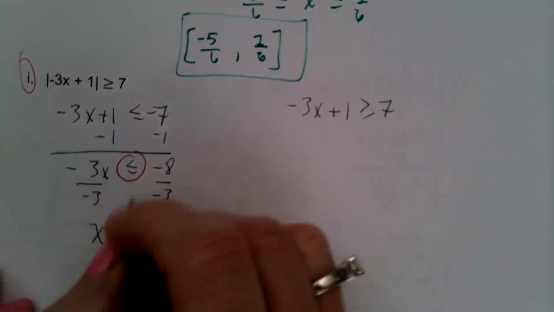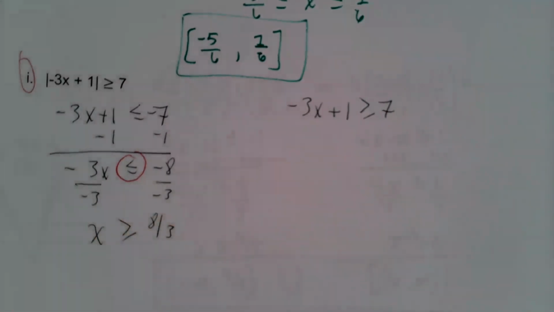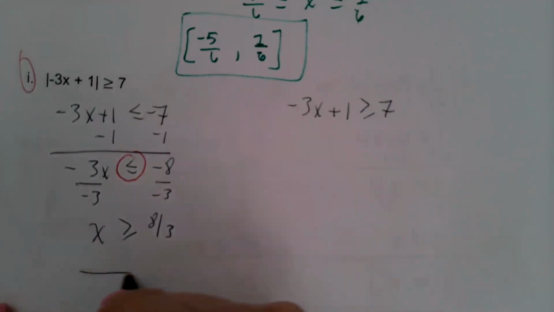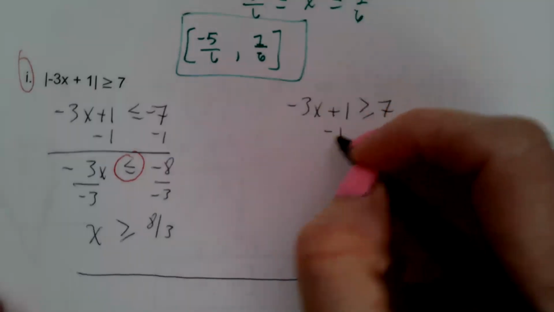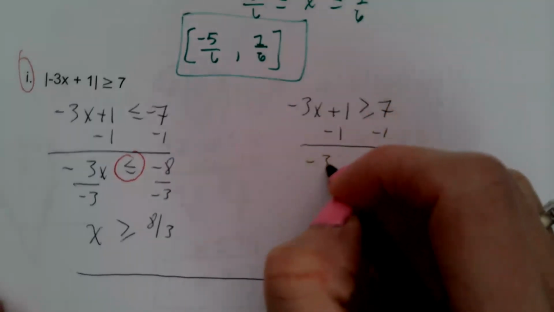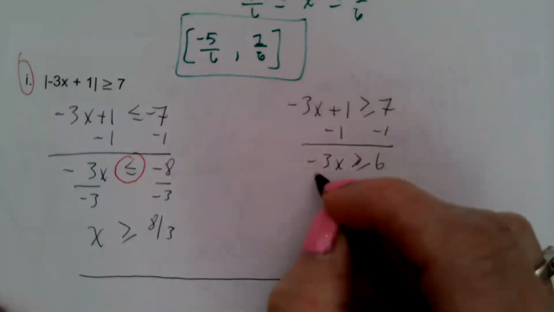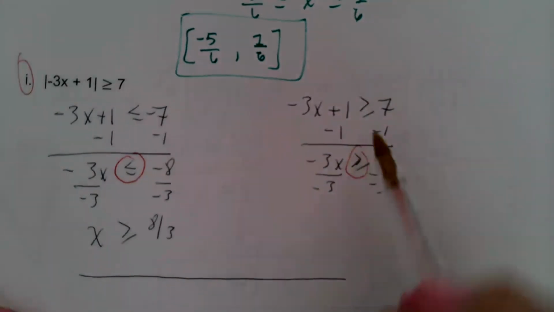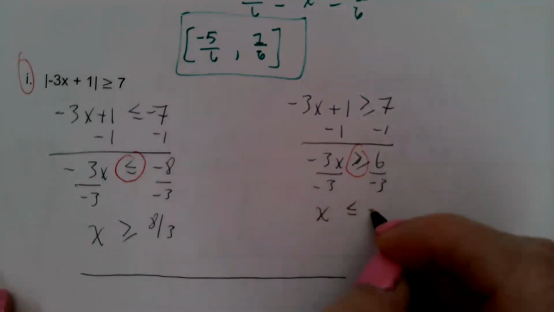So this results in x is greater than or equal to 8/3. We have to flip the inequality because we divided by a negative. We'll reflect that on the number line here in a moment. So let's go ahead over here and solve for x by subtracting 1. So we have a negative 3x greater than or equal to 6. Then again, we're dividing by a negative, so that alerts us that we have to flip our symbol. That results in x is less than or equal to a negative 2.